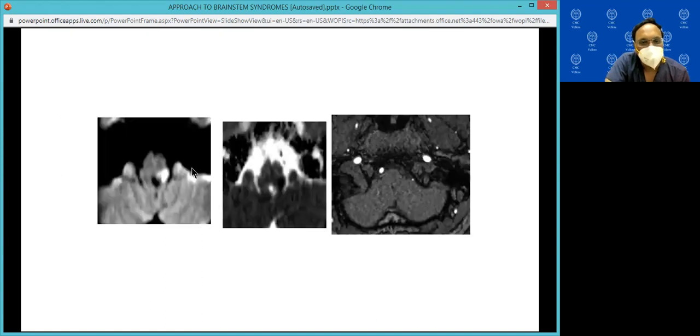So we have done a stroke protocol, in which you can see the infarct in the lateral medulla. This is the DWI showing the hyperintensity, and at the same time the MRA shows we are unable to see the vertebral artery. So this is the lateral medullary syndrome.